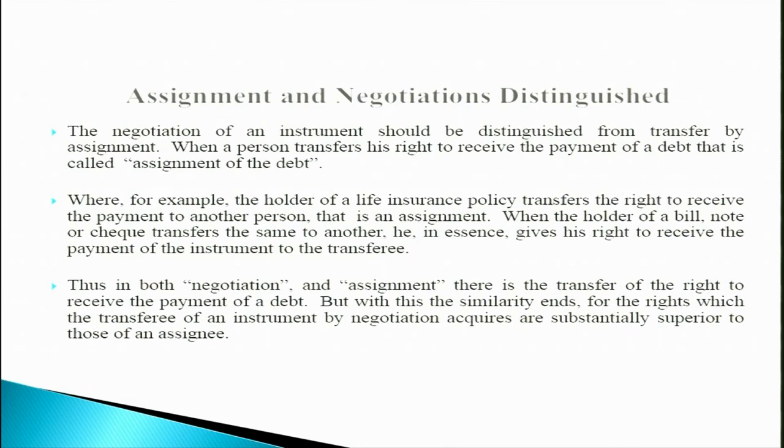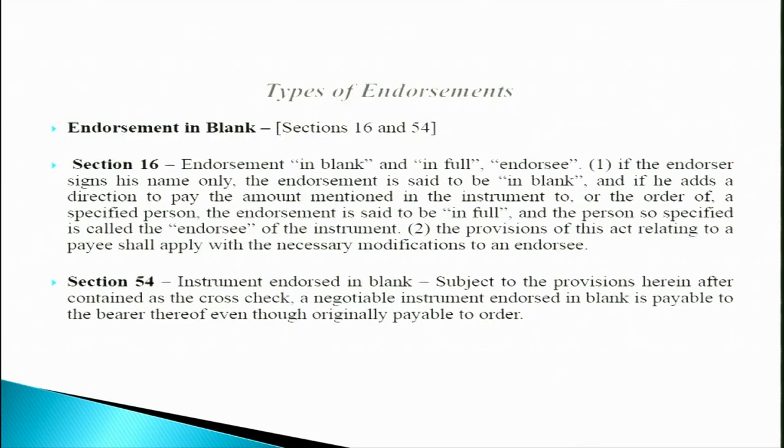When the holder of a bill, note or a check transfers the same to another, in essence he gives his right to receive the payment of the instrument to the transferee. Thus, in both negotiation and assignment, there is a transfer of the right to receive the payment of a debt. But the similarity ends there, for the rights which the transferee of an instrument by negotiation acquires are substantially superior to those of an assignee. Assignee rights can be disputed, can be challenged, but the rights of the negotiator are absolute.